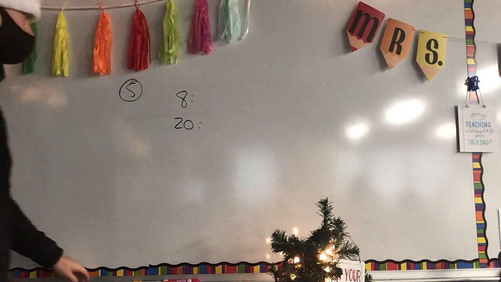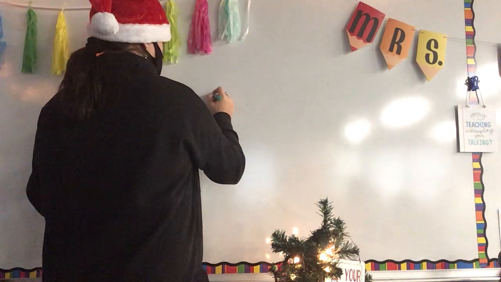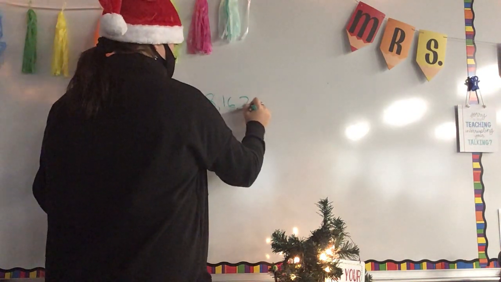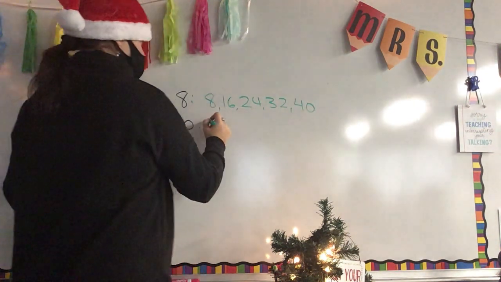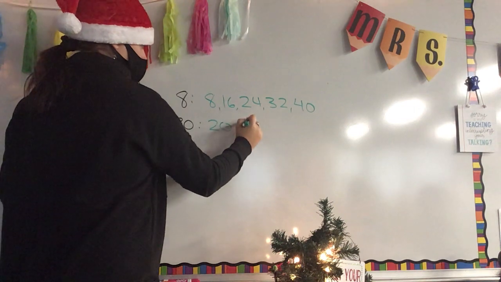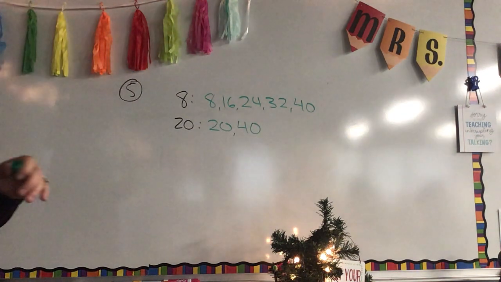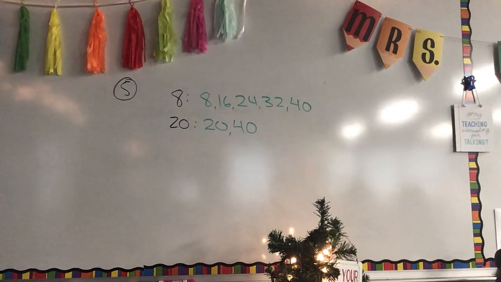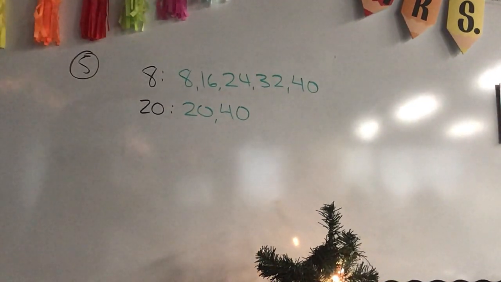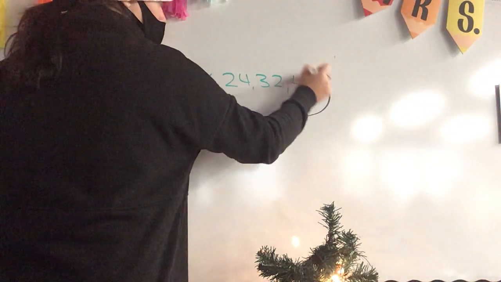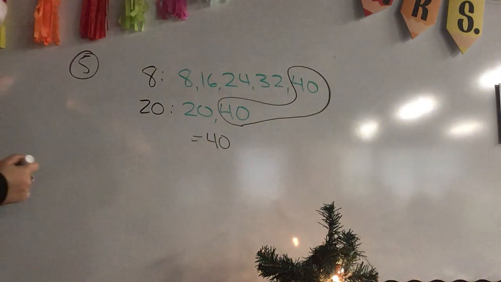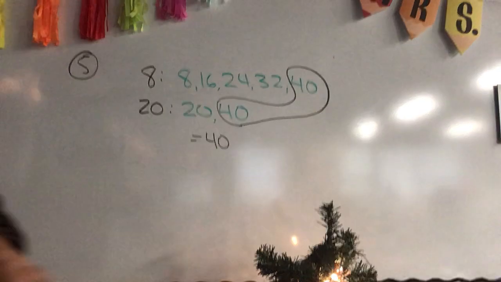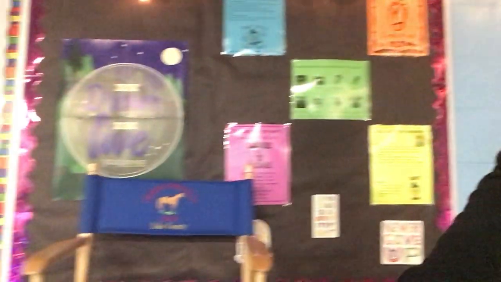All right, let's list them. Ready? 8, 16, 24, 32, 40. What about 20? 20, 40. Oh, can we stop already? Yeah, once you know you can stop, that you see that LCM, I wouldn't do any more work than what you have to. Okay? So what is my LCM here? 40. Circle it. Do you see, guys, where your math facts are coming in handy here? If you're good with your math facts, this is going to be quick and easy for you.